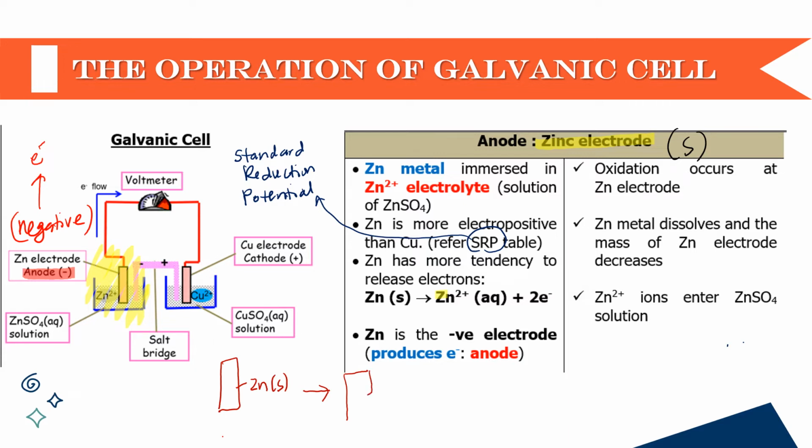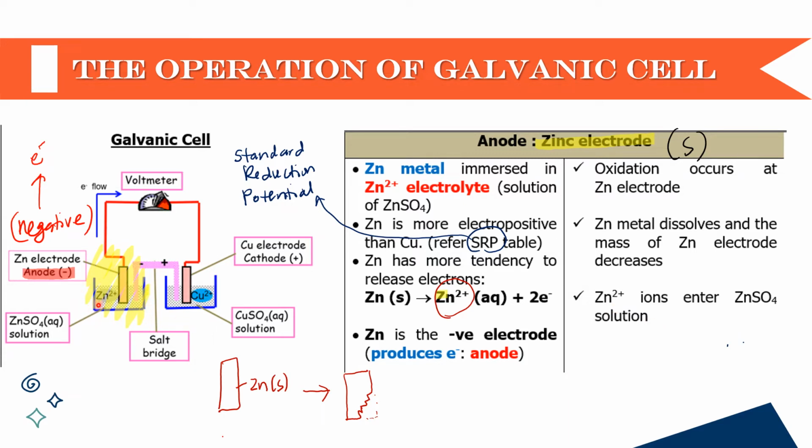So the zinc metal over here is being used to produce zinc 2+. So that's why the mass will decrease. What happened to the zinc? The zinc will produce zinc 2+ ions, and these zinc 2+ ions will enter the zinc 2+ solution.